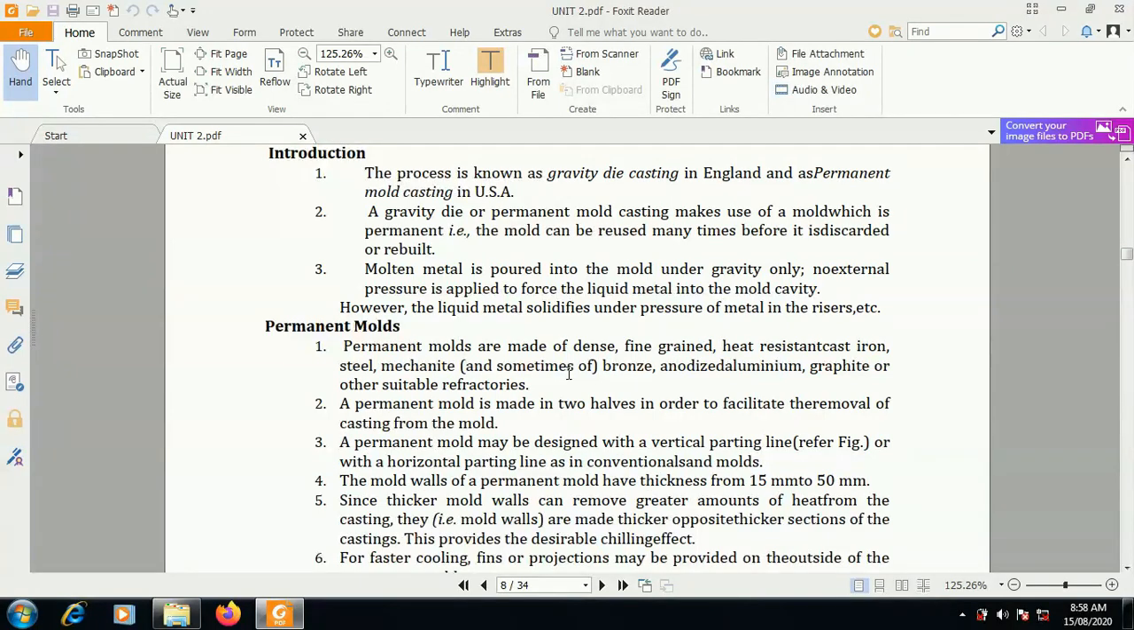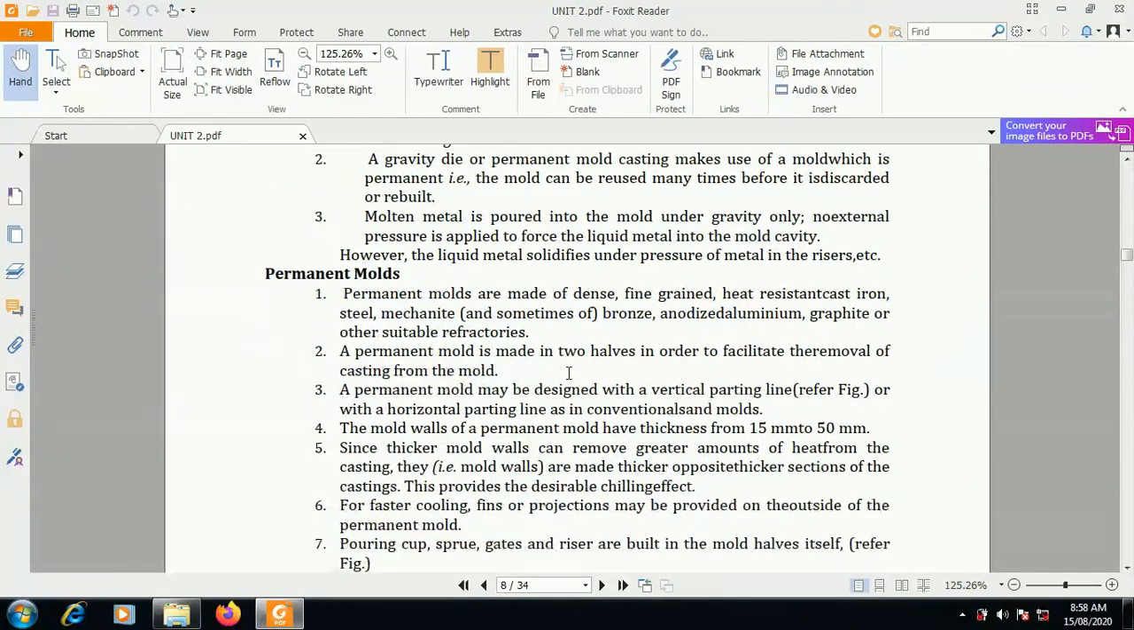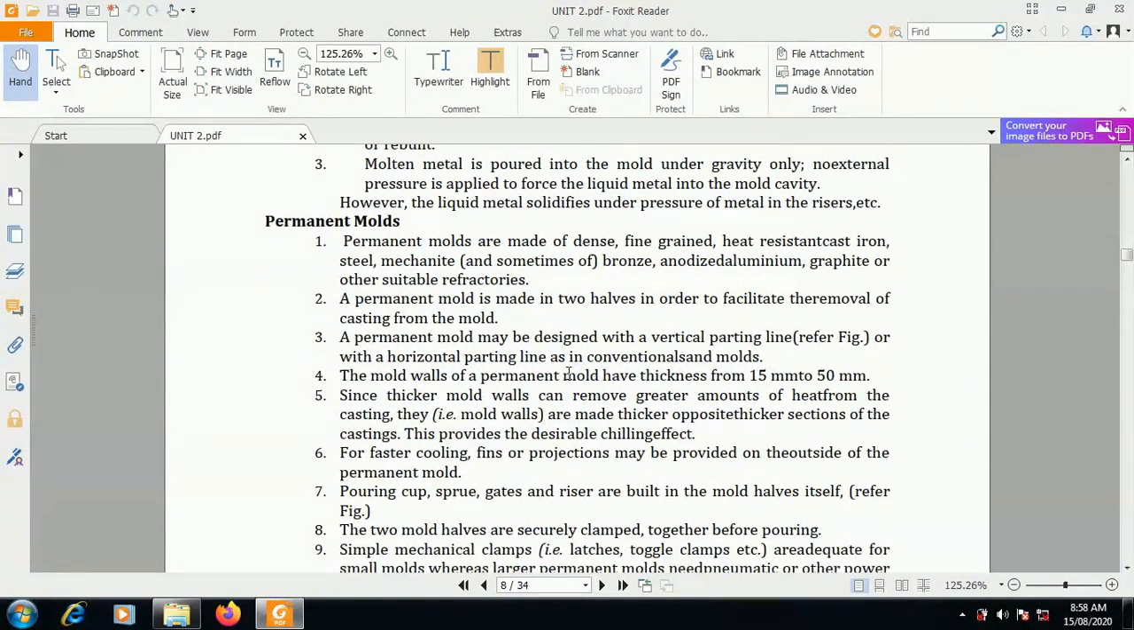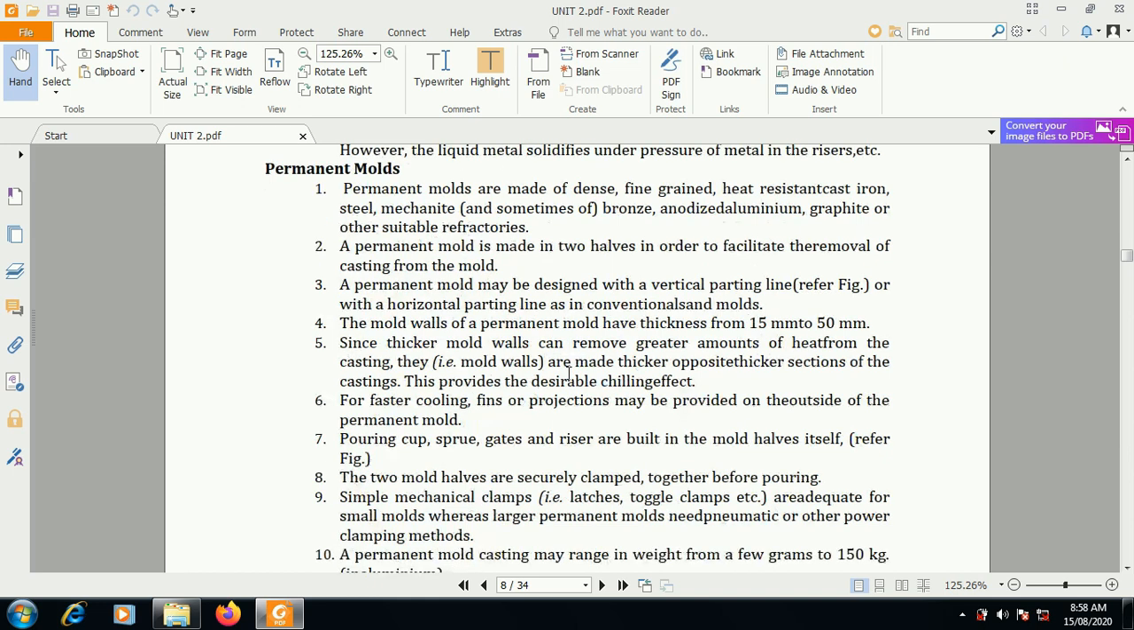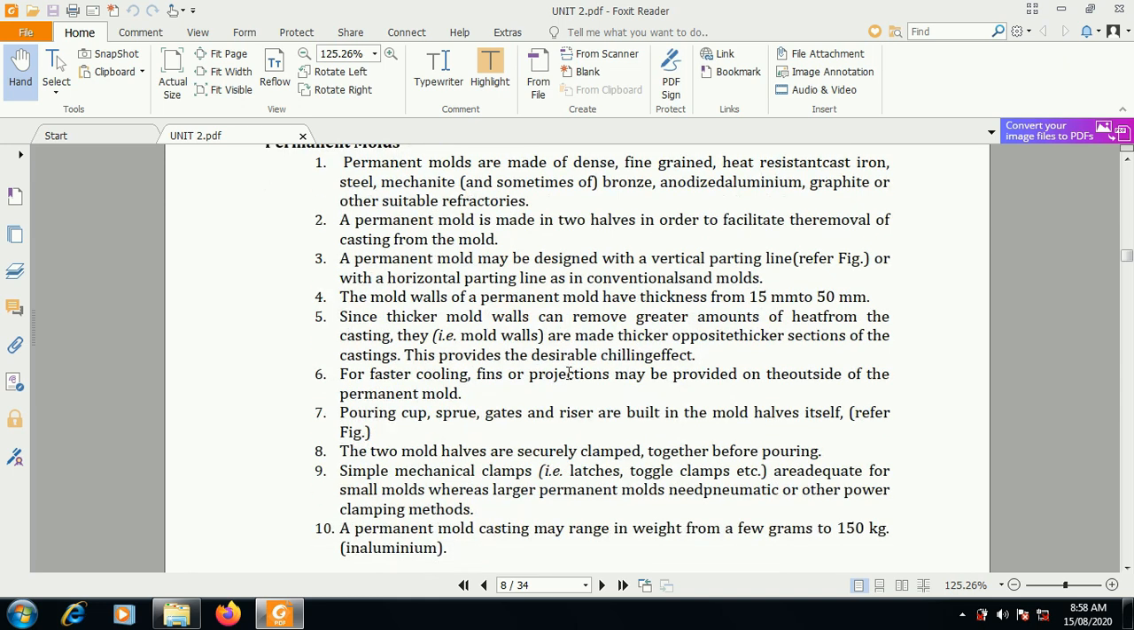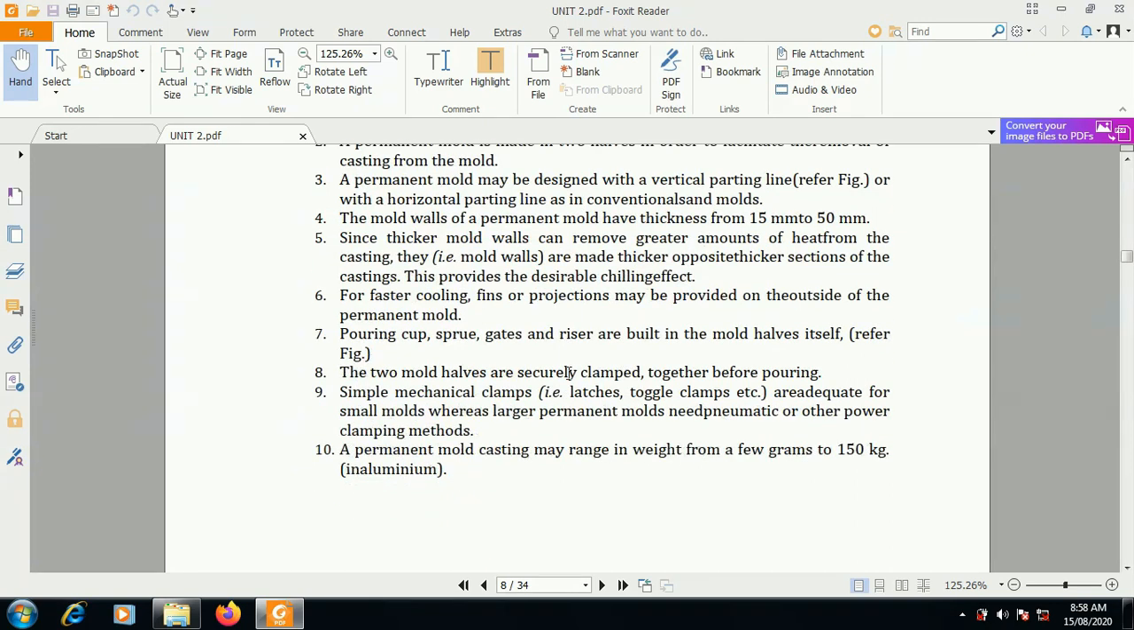The cost of the permanent mold is more as compared to green sand molding, shell molding, investment casting or CO2 molding. Here molds are made in two parts so that you can easily remove the final casting from the mold. The mold can be designed with a vertical or horizontal parting line according to the suitability of the manufacturing. The thickness of the mold wall is 15 mm to 50 mm. Pouring basin, sprue, runner, gates, riser, mold cavity and core, all these parts are made up of metal.